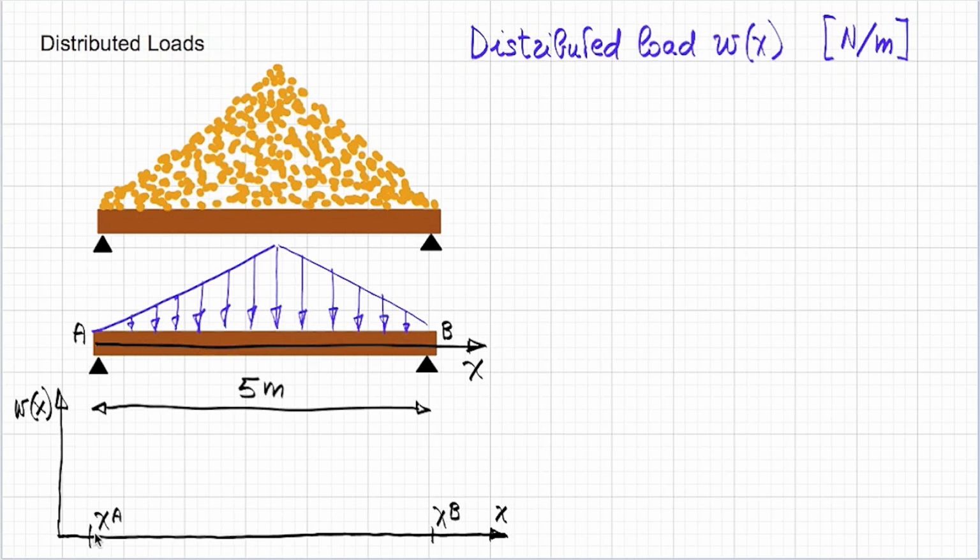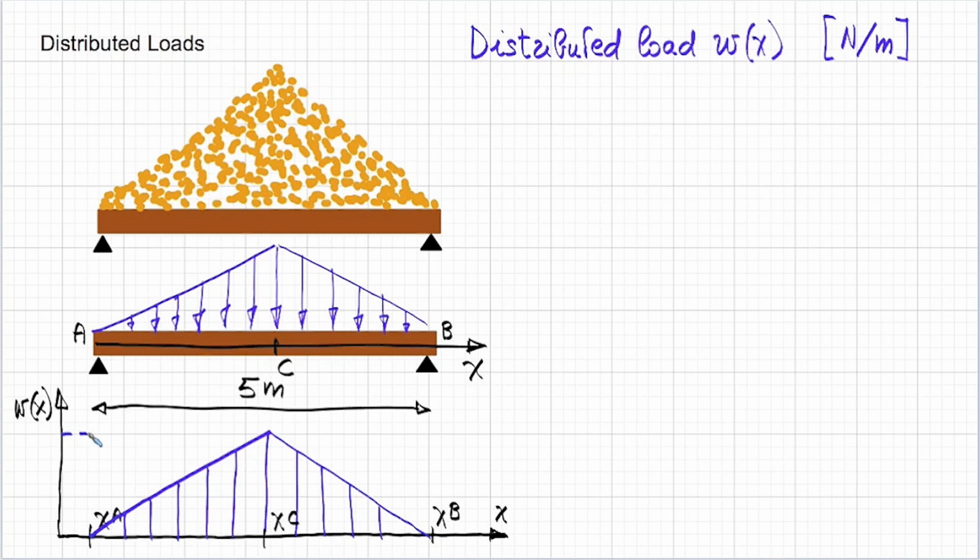We can plot it on this axis down here, and we see that W of x starts at 0 at x equal xa, increases linearly to a maximum value in the middle of the plank, and then decreases again linearly as x goes to xb. So let's call the middle of the plank C, so that this is xc, and let's call the maximum magnitude of weight per unit length wc, because it happens at point C.